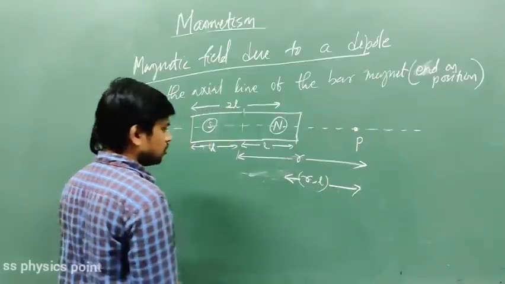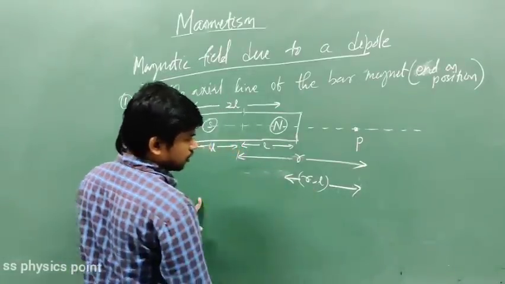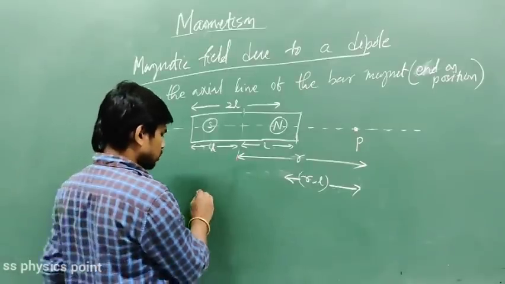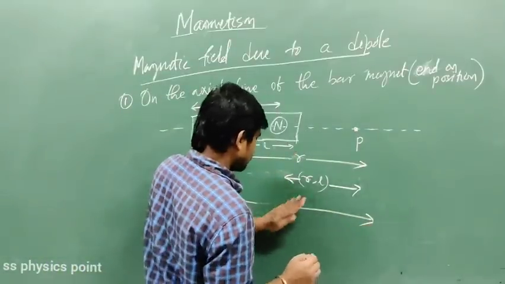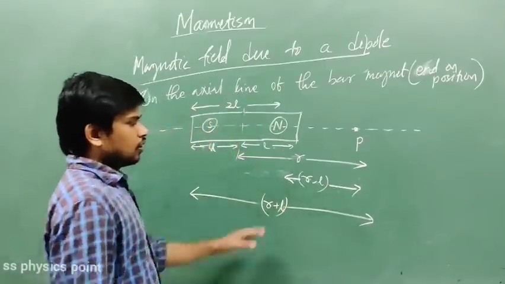Then next you need to find the distance of the south pole from point P. This distance is R plus L. So this distance is R, and the total distance is R plus L. So draw this figure properly and don't just write.